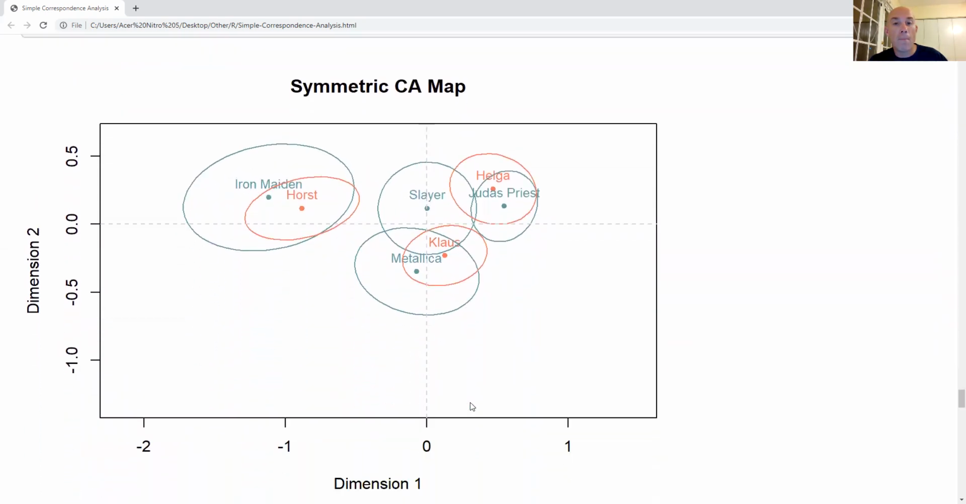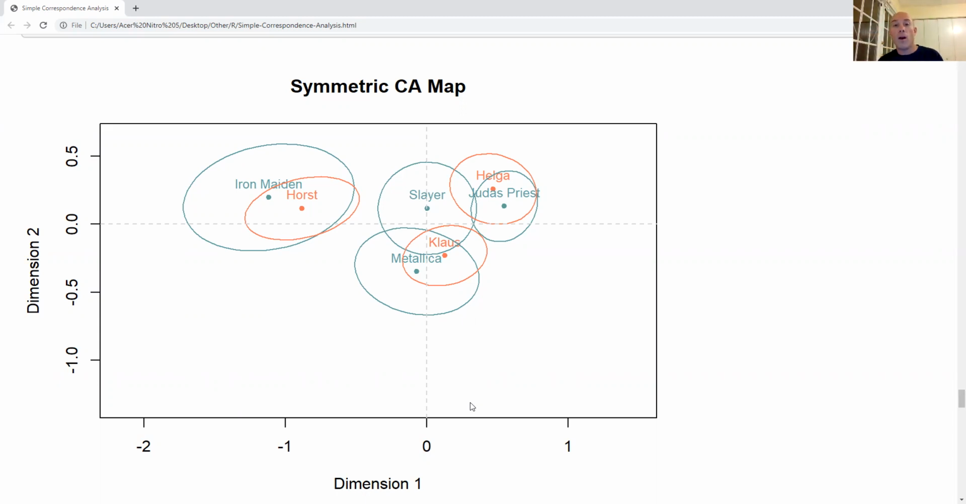Now here's my plot. It's very, very tempting to look at this and go, hey, Horst and Iron Maiden, Helga, Judas Priest, Klaus, and Metallica. We can't do that. That's actually an incorrect interpretation. It's unfortunate that R puts these on top of each other. Really, we need to treat these as 2 separate plots. This is the principal component analysis of the bands and the principal component analysis of the superfans, and we need to interpret them as separate items.